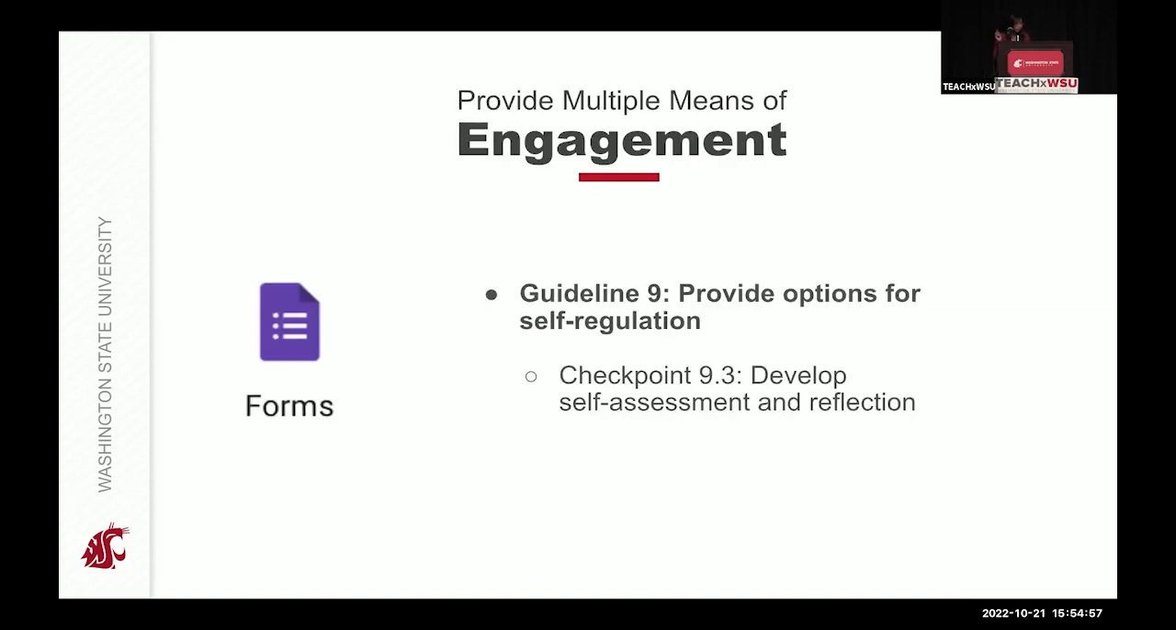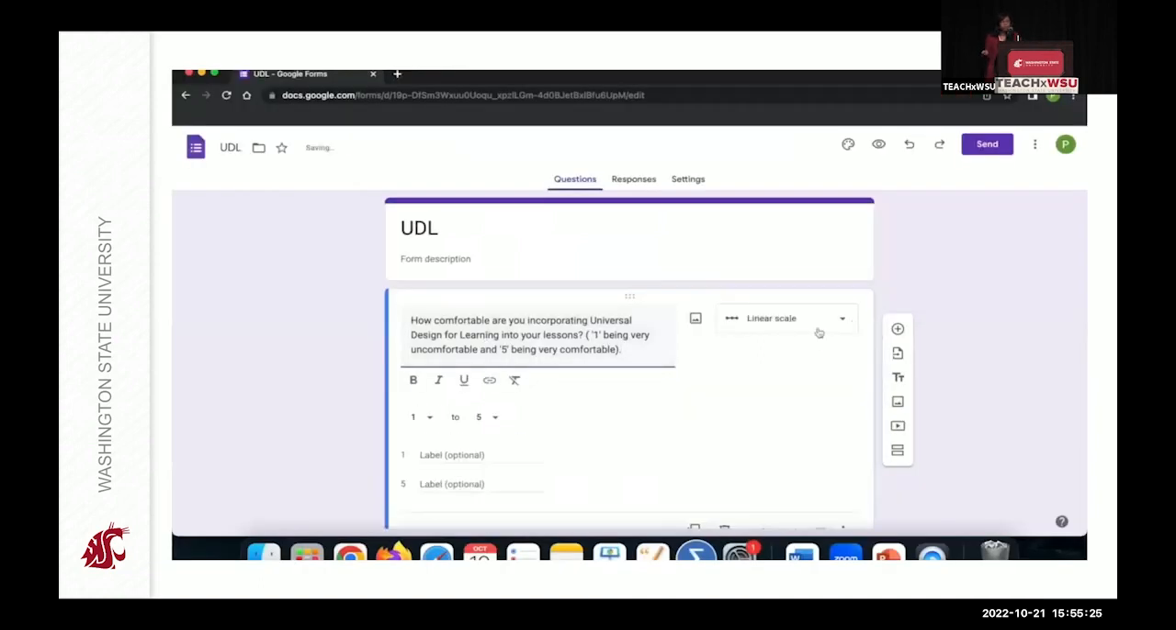So let's move on. So multiple means of engagement. Guideline, I'm so sorry, Guideline 9, provide options for self-regulation, which ties in checkpoint 9.3, developing self-assessment and reflection. So it's important for students to somehow regulate their learning, how they're doing, and they can do that by reflecting on their learning. That is one way of doing it.